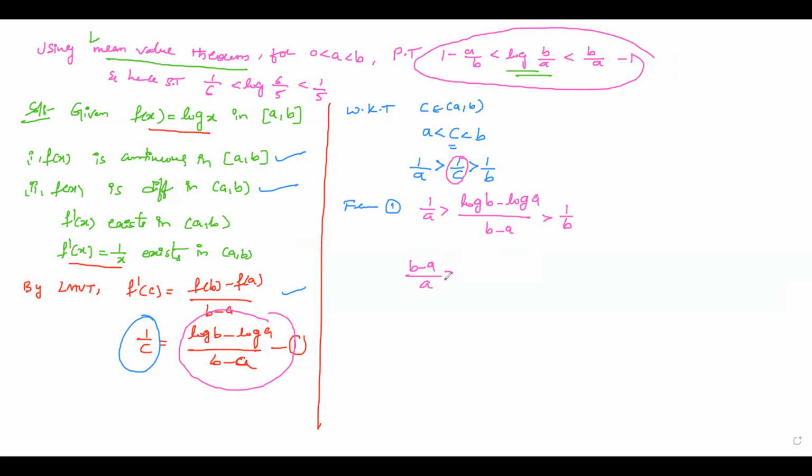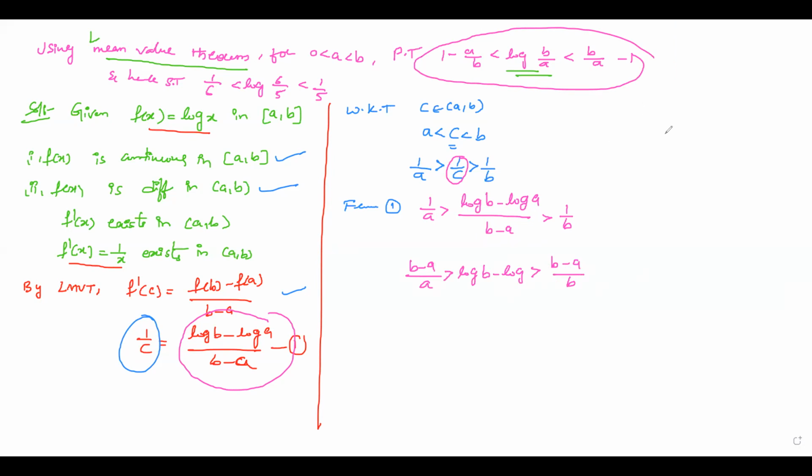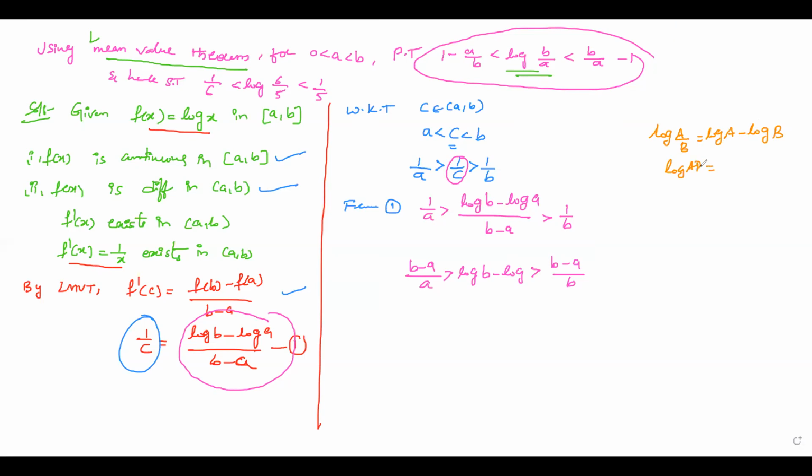Both sides greater than, log b minus log a is greater than (b minus a) by b, isn't it? Okay, next. So what is the formula here? We have to use one formula. What is that formula? Log b minus log a equals log b by a. Yes, according to the log a by b formula, that is nothing but log a minus log b, isn't it? So log a into b is nothing but log a plus log b, isn't it?